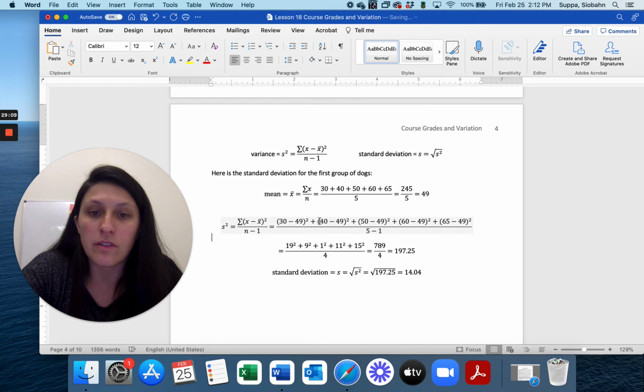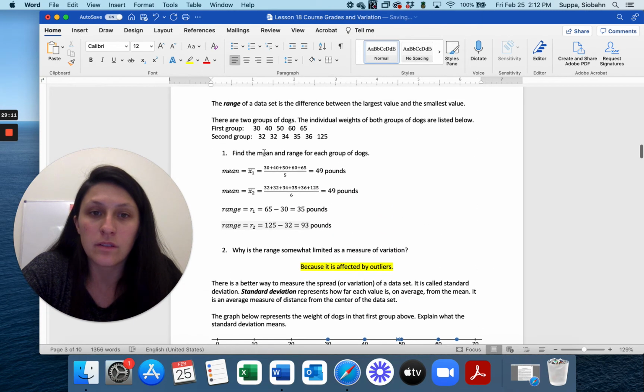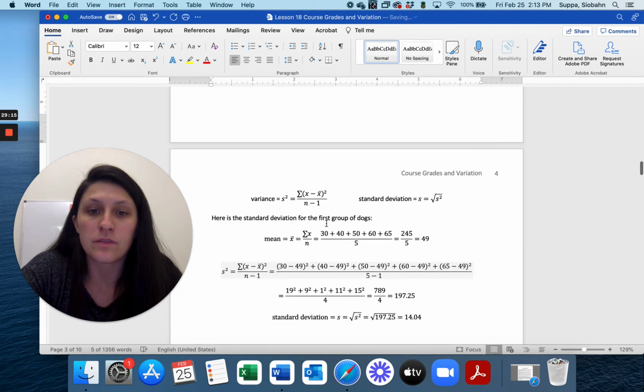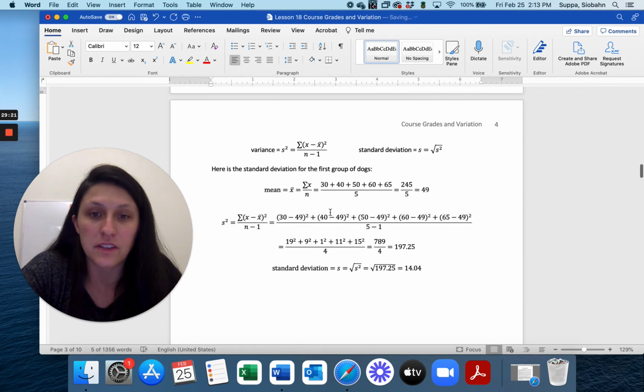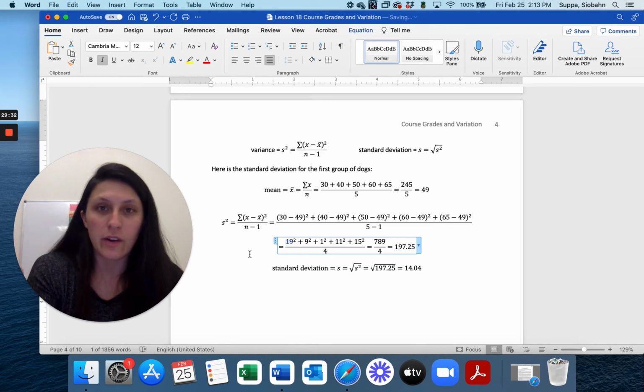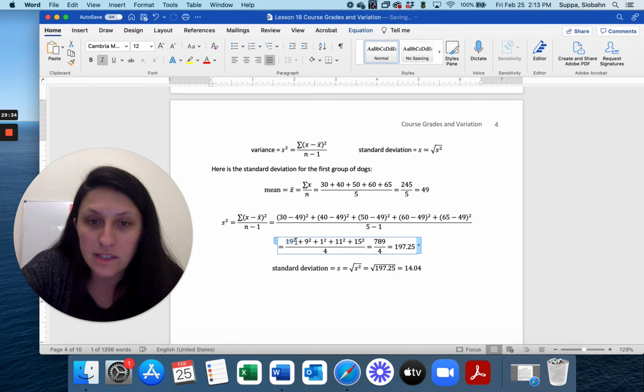So every point that you see up here, the 30, 40, 50, 60, and 65, those are all the same points down here and here. So to find the mean and to find the standard deviation, you're going to use those points. So you subtract those numbers. So like 30 minus 49 is negative 19, but I just wrote positive 19 because I know I'm going to square it anyway. So I wrote 19 squared. Same thing here.